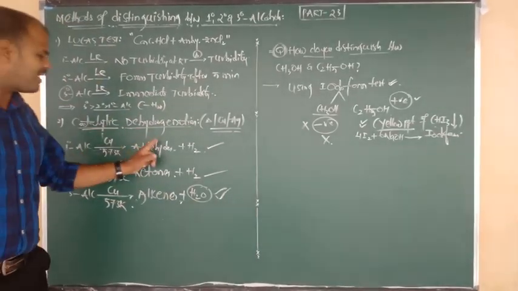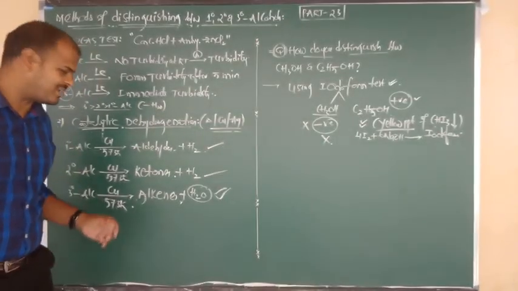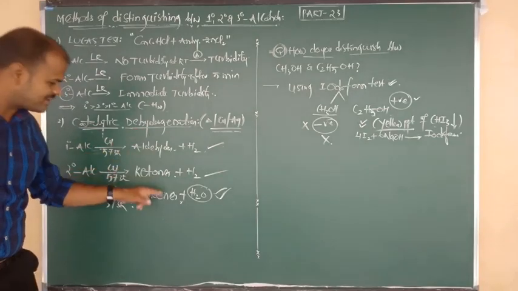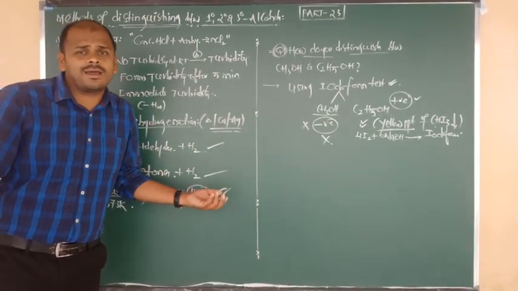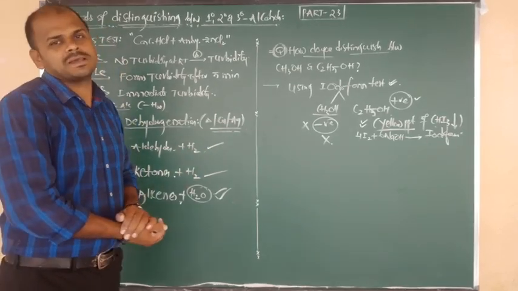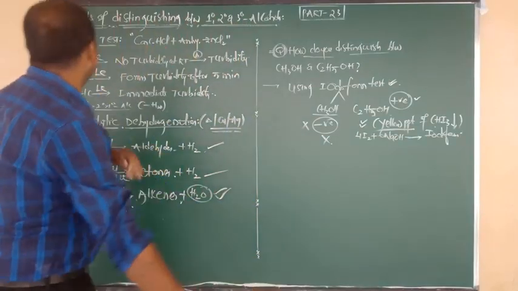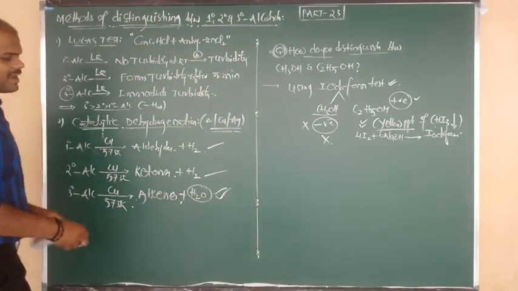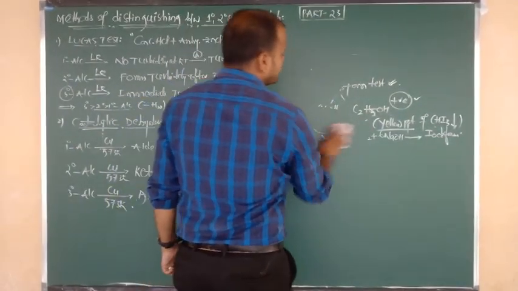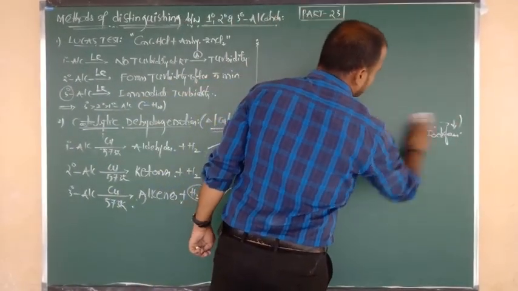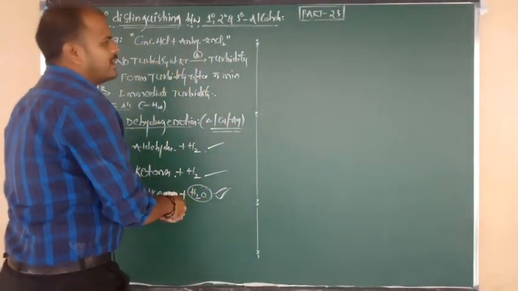So primary alcohol gives aldehyde, secondary alcohol gives ketones, and tertiary alcohol gives alkene. So three different alcohols give three different main products on the basis of that concept. Again, we can say that we can distinguish the primary, secondary and tertiary alcohols. Next, the third one. I am going to show you methods of distinguishing, the third method to separate primary, secondary and tertiary alcohols.